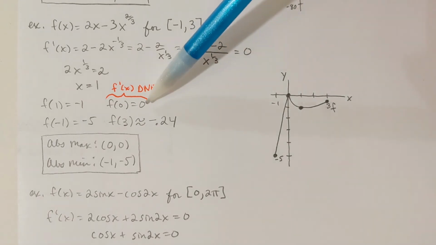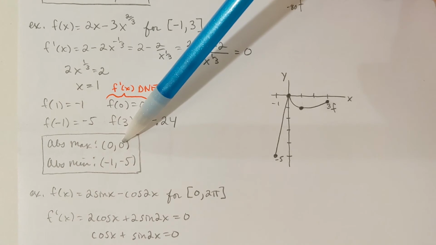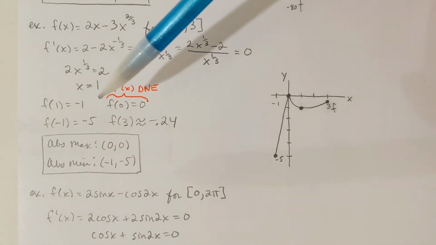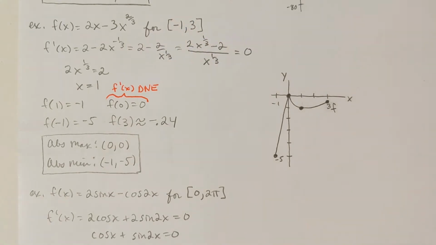The largest output is 0. So 0, 0 would be my absolute max. Now, if I didn't recognize 0 as a critical number, I would have a wrong answer, right? So make sure that you get all the critical numbers.